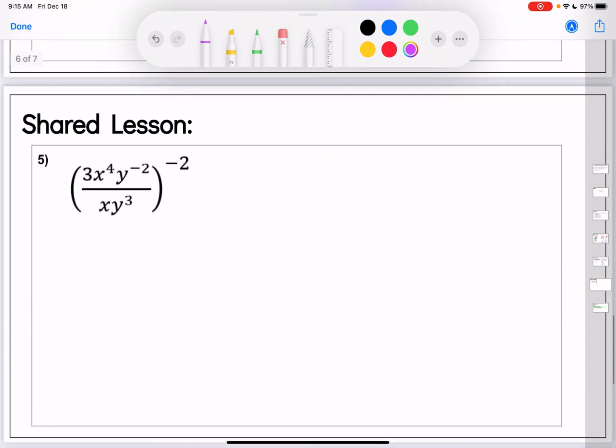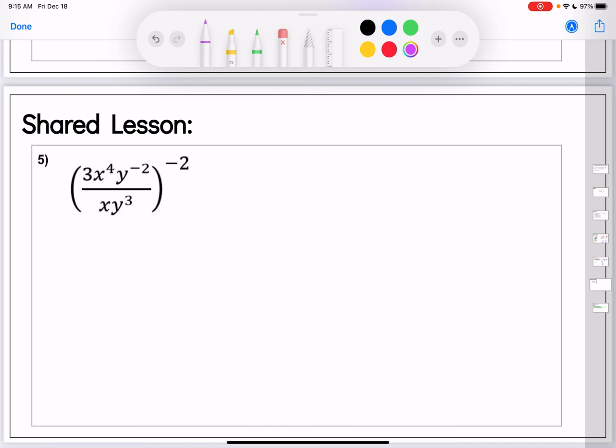All right, last one for you. If you can handle those, we're ready to handle this one. And if you can do this one, you can do anything. All right, so 3x to the fourth, y to the negative second over xy to the third, all raised to the negative second power. Lots going on here.